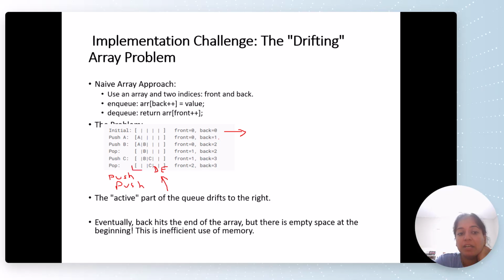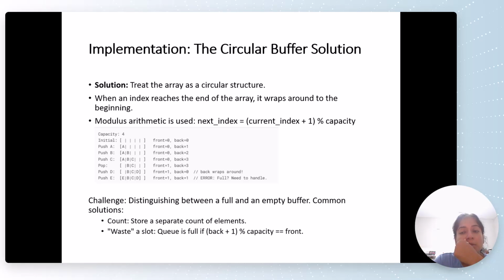But we have some unused memory space here. So this is called the drifting array problem. To solve this problem, the queue is implemented as a circular buffer, where we check if elements are removed from the beginning. If the array is full at the end, then we start back at the beginning. We start inserting the elements at the beginning in a circular manner.